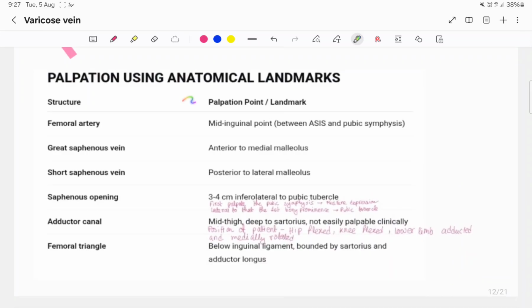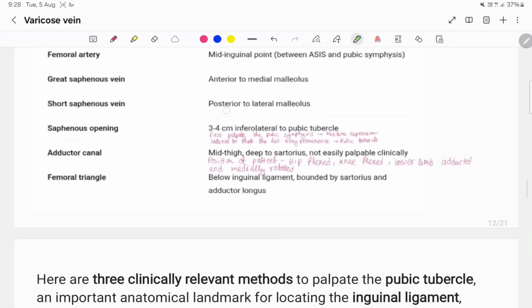Here are some anatomical landmarks for palpation. Where to palpate the femoral artery? It is palpated at the mid-inguinal point between the anterior superior iliac spine and the pubic symphysis. The great saphenous vein is palpated anterior to the medial malleolus. The short saphenous vein is palpated posterior to the lateral malleolus.